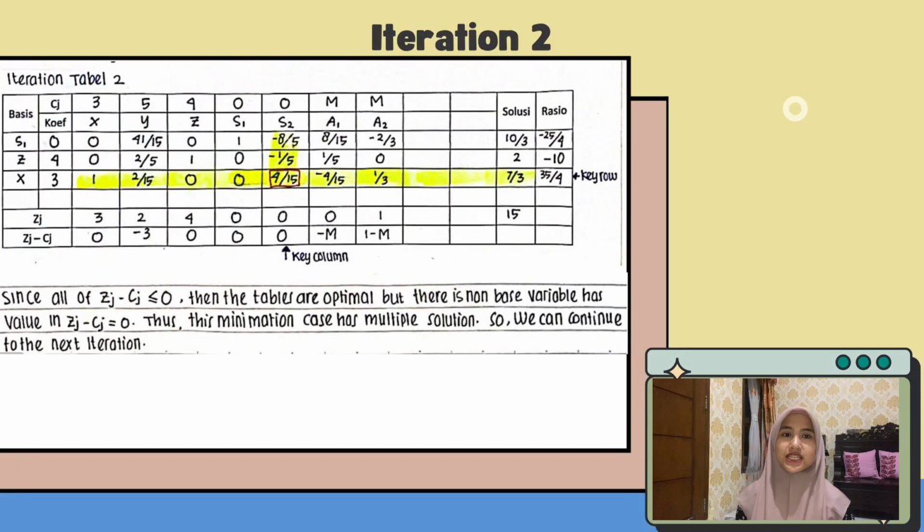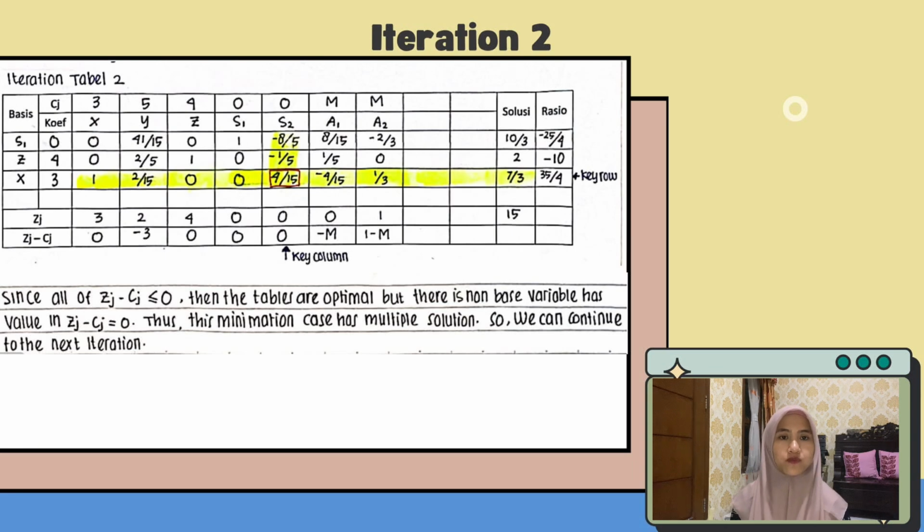In the second iteration table, we also operate the same as the first iteration table by changing the base and the coefficient, where the K row is replaced with the K column base. So A2 is replaced with X and M is replaced with 3. Then the row containing the K cell is changed to the number 1, so that the row is multiplied by 1/3.